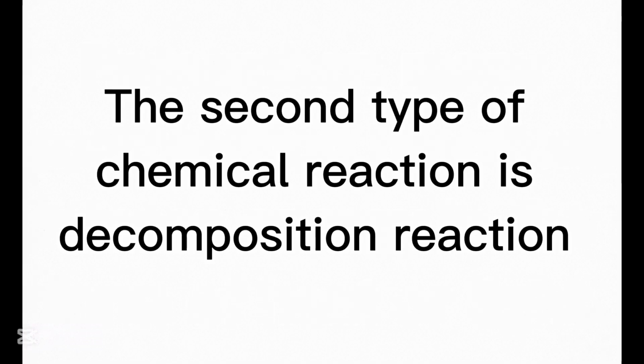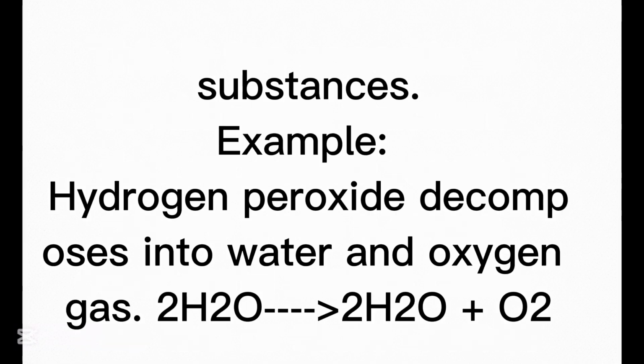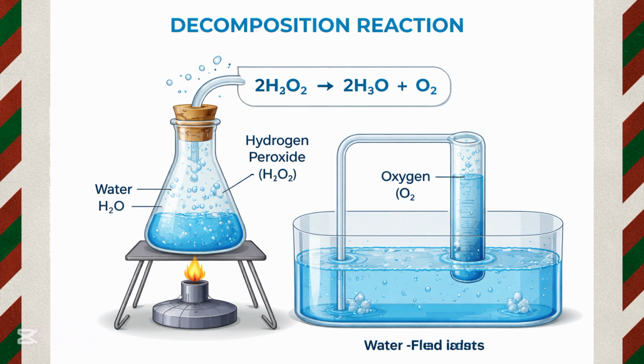The second type of chemical reaction is the decomposition reaction. This is the opposite of combination reaction. A decomposition reaction occurs when a single compound breaks down into 2 or more simpler substances. Example, hydrogen peroxide decomposes into water and oxygen gas. Let's look at this image carefully. This image shows the decomposition reaction.